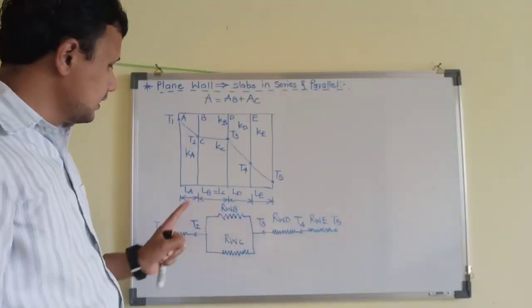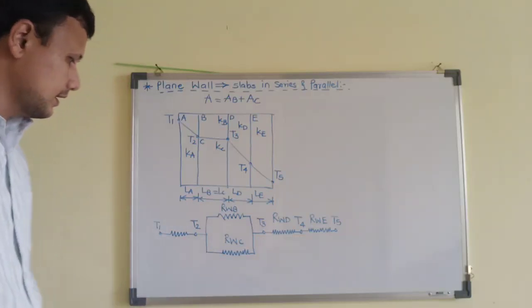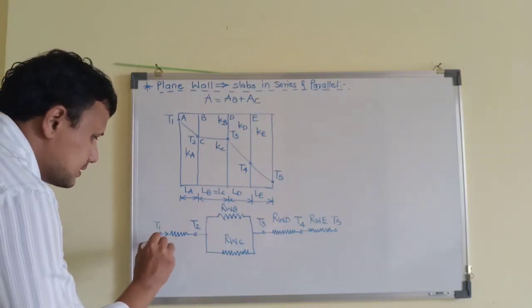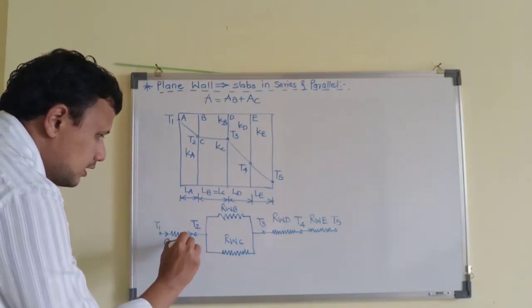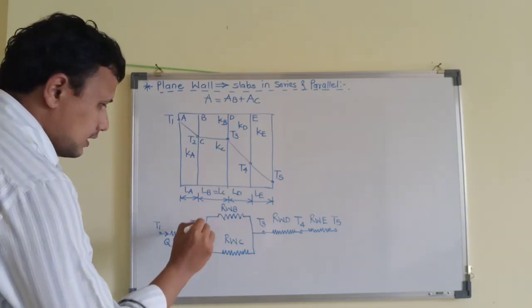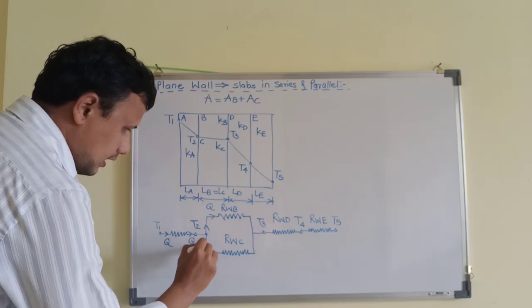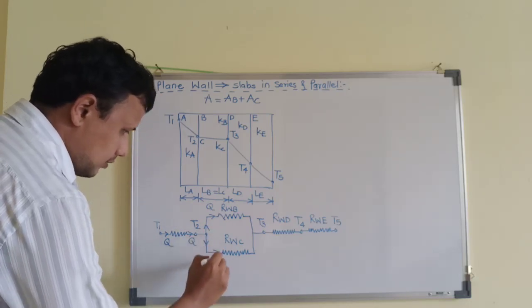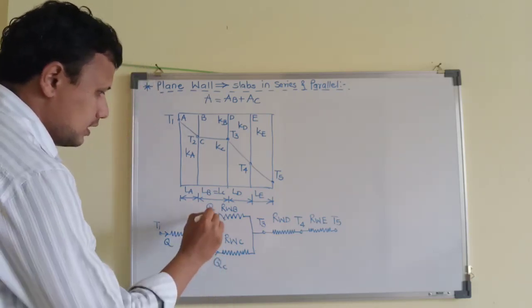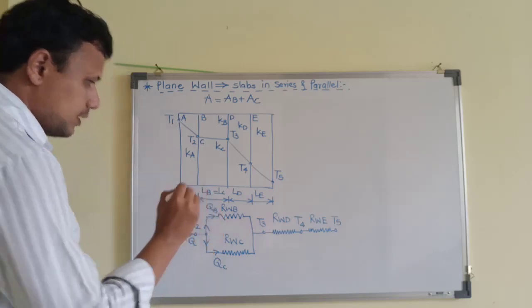Now we observe that all the resistances have been taken care of in this. Because of this architecture, heat will flow through the system, but heat will be divided at this point. At this point, heat will be divided, and the amount of heat flowing through this will be QC, and the amount of heat flowing through this will be QB.